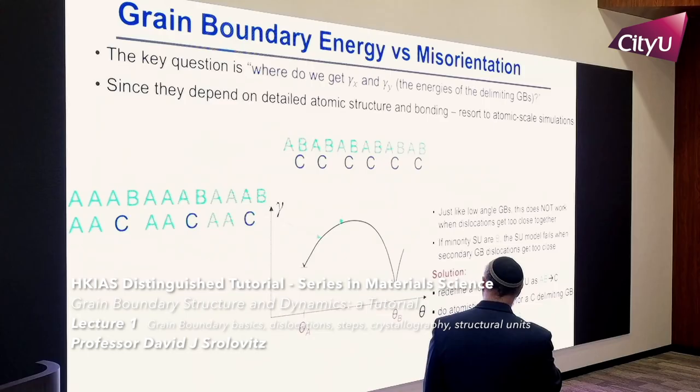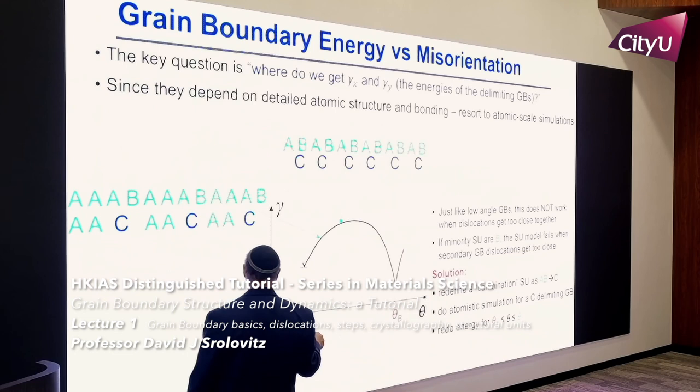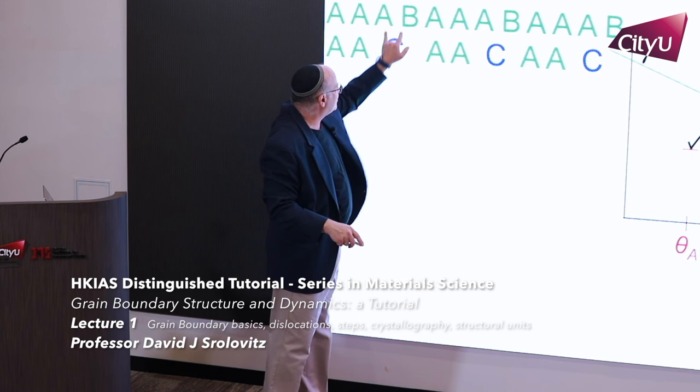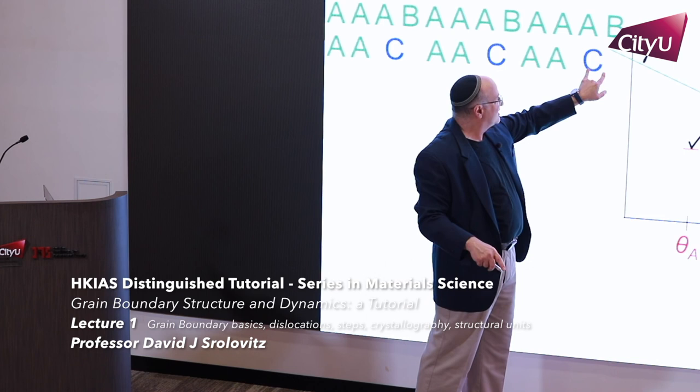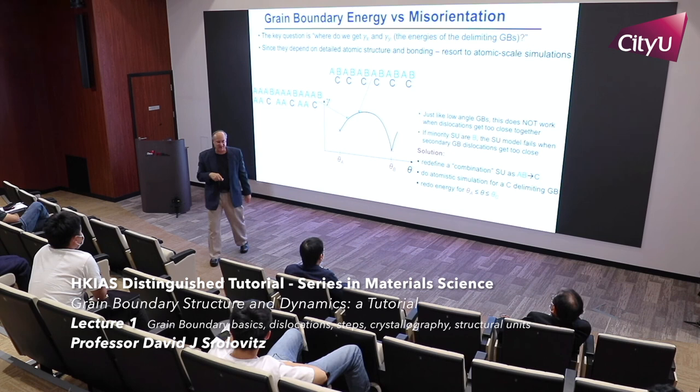So any place in between this orientation, which is at the limiting boundary, all C's, and this one, which is all A's, is now just a combination of A's and C's. So I take this A and B and call it C. Okay? So then this, instead of being the most difficult boundary to look at, becomes the easiest one. So what does that do?